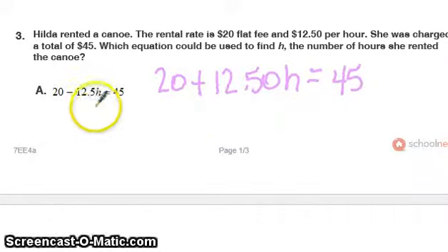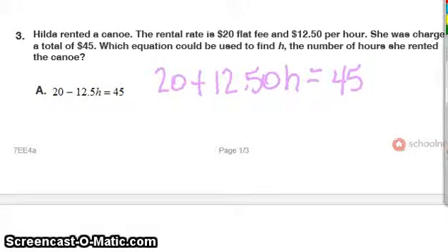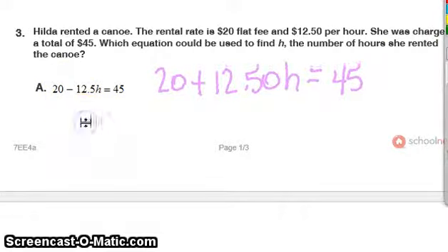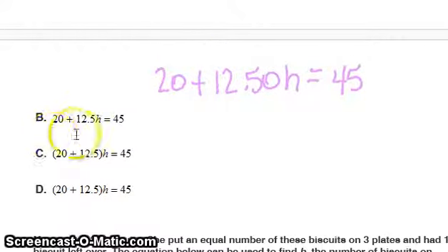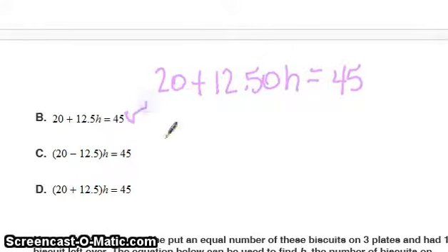Well, this says 20 minus 12.5. That would be they paid her back for every hour that she rented the canoe. So that doesn't work. And let's look at B, C, and D. 20 plus 12.5 h equals 45. That looks like it works for me. That's supposed to be a check mark.